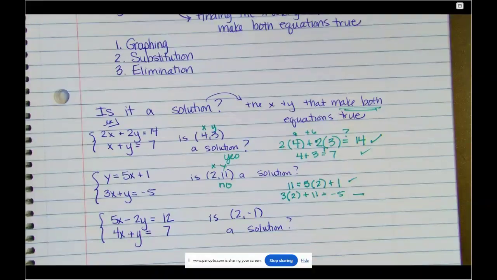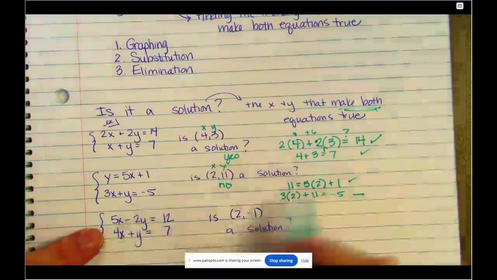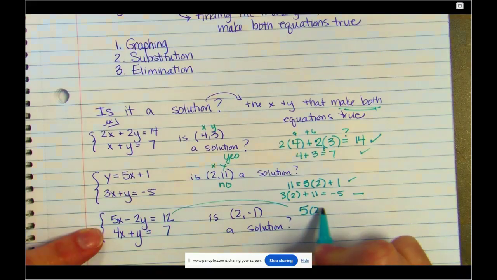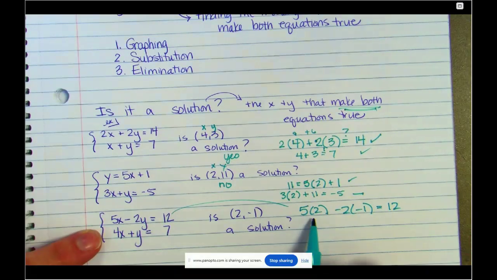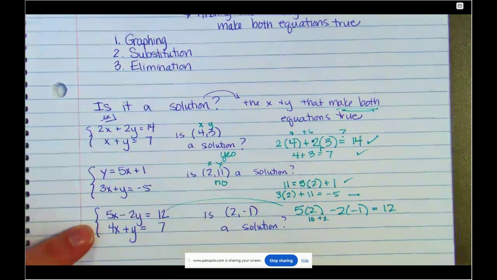Okay, so here's my question. Does the point (2, -1) make the first equation true? Yes, it does, because you've got to watch your negatives, right? So this is 5 times 2 minus 2 times -1 equals 12. This is 10. This is positive 2. So 10 plus 2 is 12.